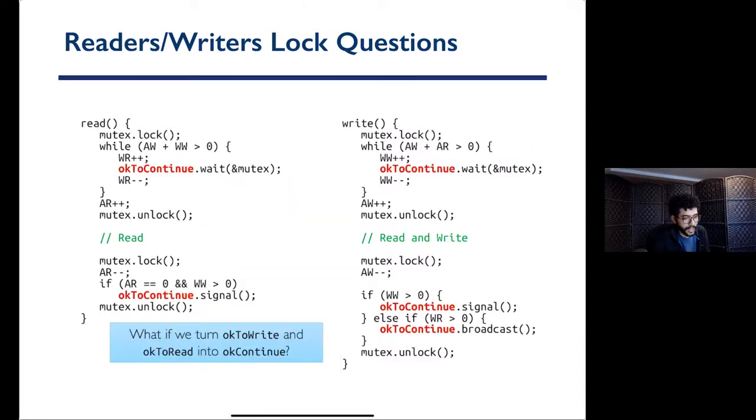What if instead of having 2 condition variables, 1 condition variable for OK to read and 1 condition variable for OK to write, what if I have only 1 condition variable, OK to continue, right? And I just use that one in both of these functions? Would that change the correctness of my code? I'm going to give you some time to think about it.